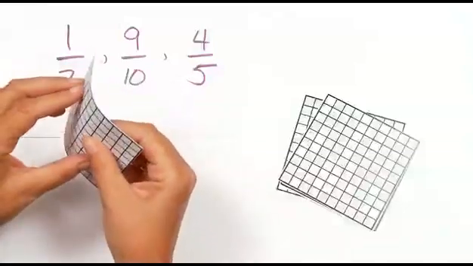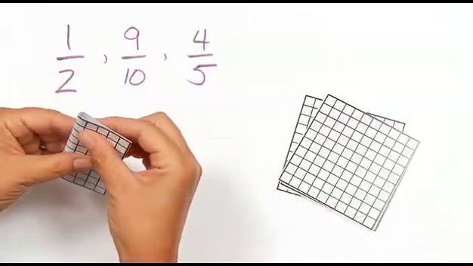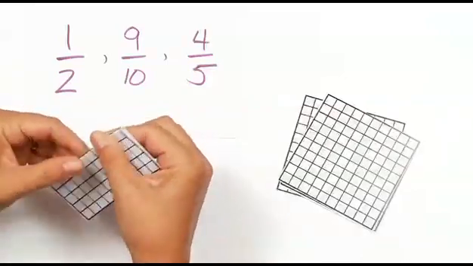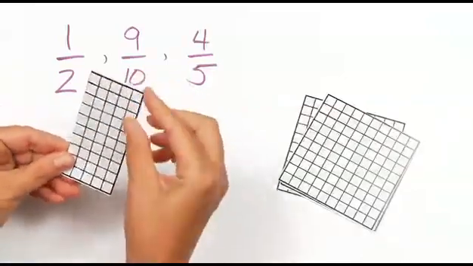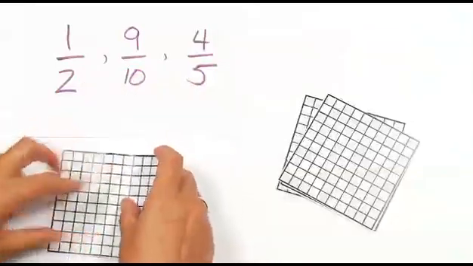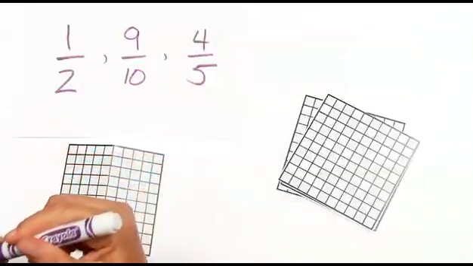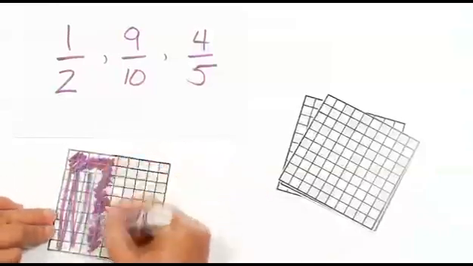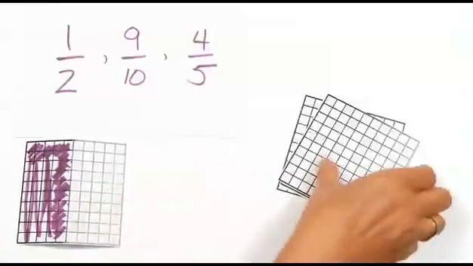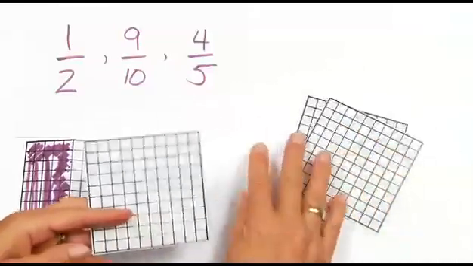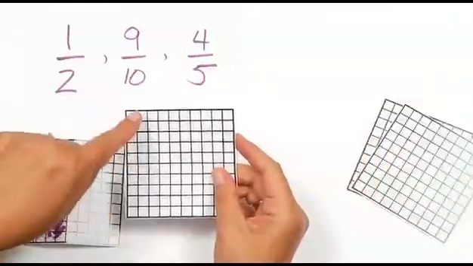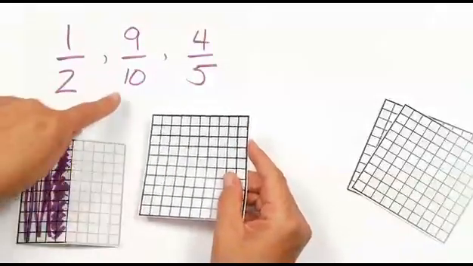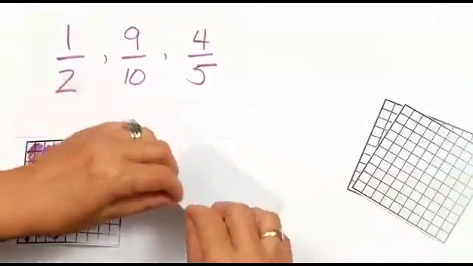And I'm actually going to take this 100 grid and fold it in half. So we have 1/2 of our 100 grid. And I'll shade it in so it's easy to see. If you've ever noticed a hundreds grid, you know that they come in strips of 10. And I'm going to use that to help me to look at 9/10.